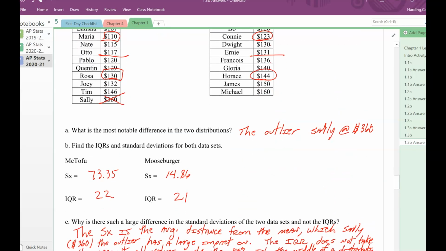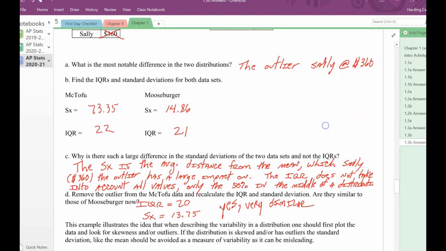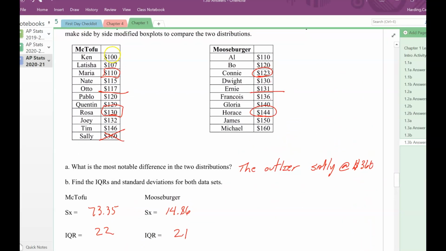And then make sure that you were able to get the numbers that we have on the screen. And it says, why is there such a large difference in the standard deviations of the 2 sets, but not the IQRs? Well, looking back at this data set, look at McTofu. The spread here from 100 up to 360. This 360 up here is much larger than the other values in the data set. This would be an outlier, as opposed to Moose Burger, where they're all relatively close to each other.